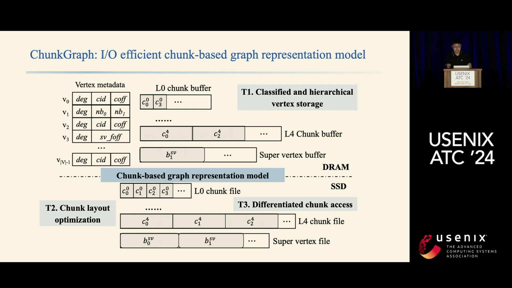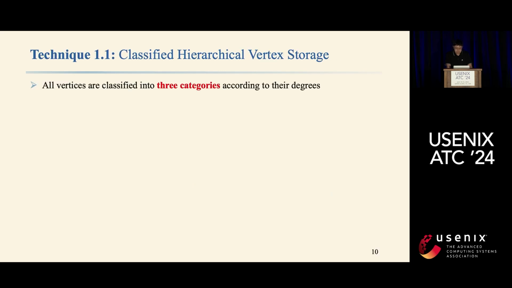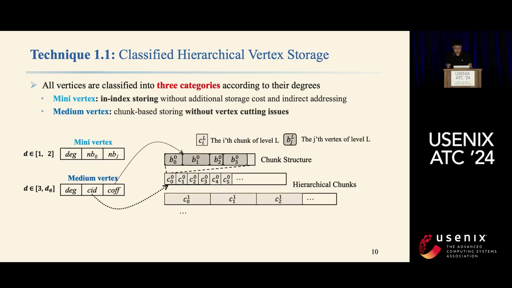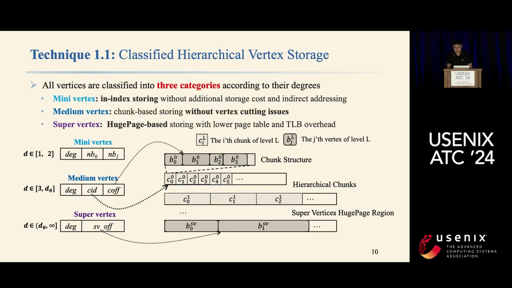It features 3 key technologies: classified and hierarchical vertex storage, chunk layout optimization based on vertex reordering and combination, and differential chunk access. The first technique is hierarchical vertex storage. We classify all vertices into 3 categories according to their degree. For many small vertices, we directly store them in the index to avoid storage and addressing overhead. For medium vertices, we store them in chunks and avoid the cutting problem. For super vertices, we manage them using the huge page technique to reduce the page table entry and TLB overhead.